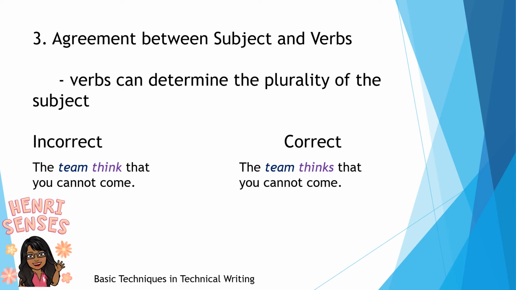We have here number 3, which is agreement between subjects and verbs. Now, verbs can determine the plurality of the subject I mentioned earlier. So sometimes writers create disagreement between these two things, the subject and the verbs. Always try to identify the main subject and determine its number. Find the main verb and use the verb depending on the plurality of the subject. Let's have here the example. We need to take note of this.